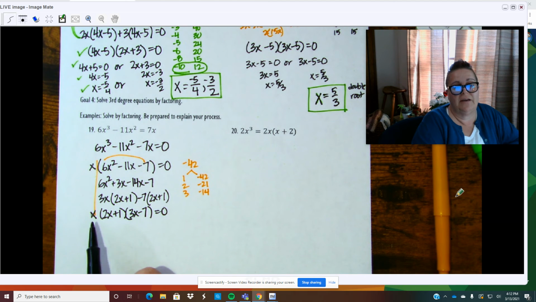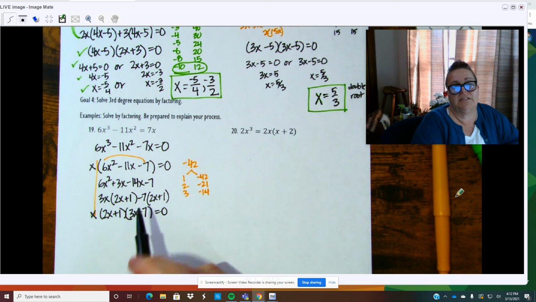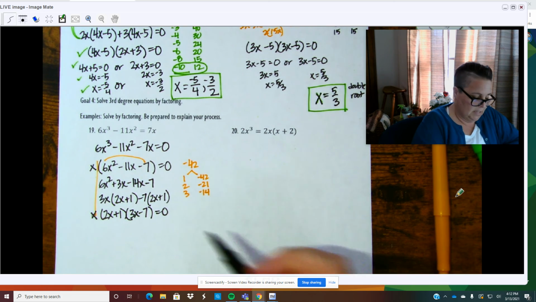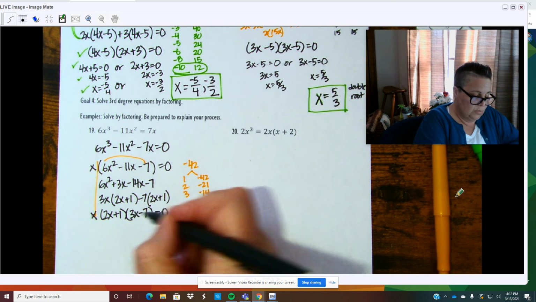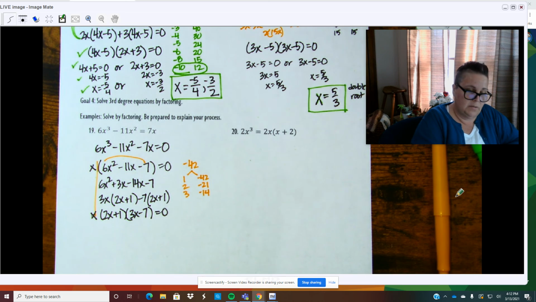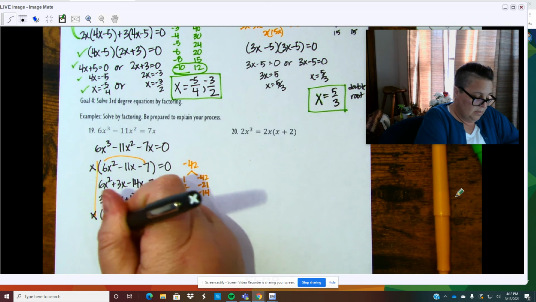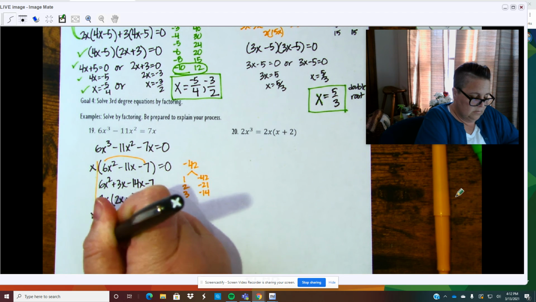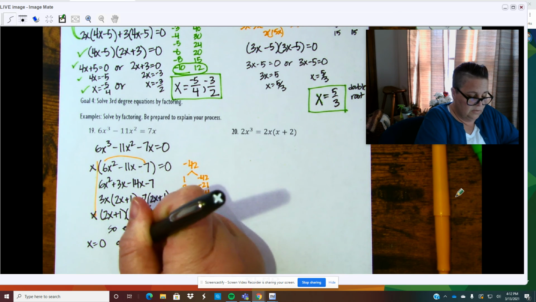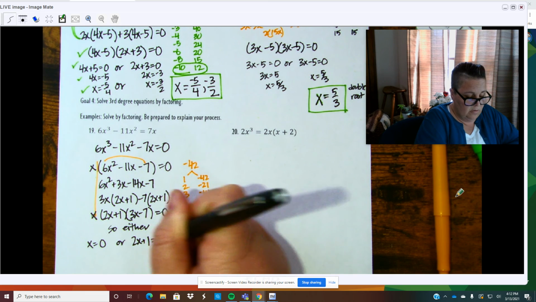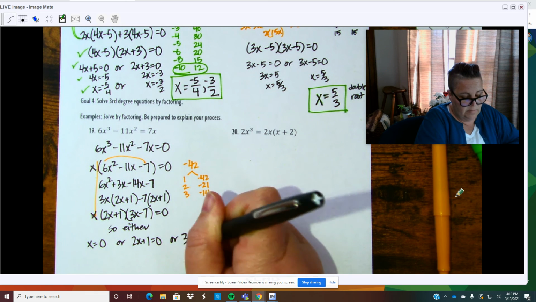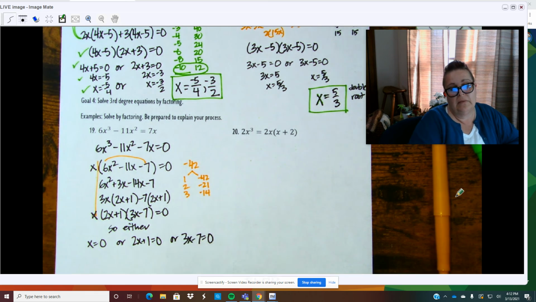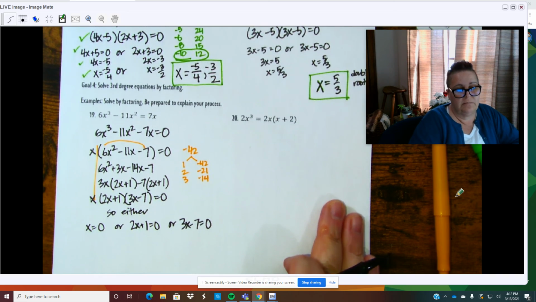You see we actually have 3 things being multiplied together that give you 0. And so all we're doing is upping the ante here. Instead of just 2 things, 2 little equations, we end up with 3. So either x is equal to 0, or the 2x plus 1 is equal to 0, or the 3x minus 7 is equal to 0. Any one of these is an option.